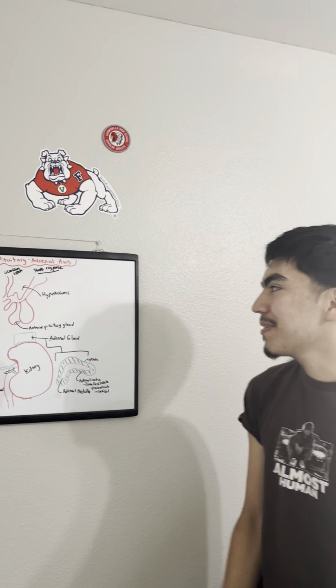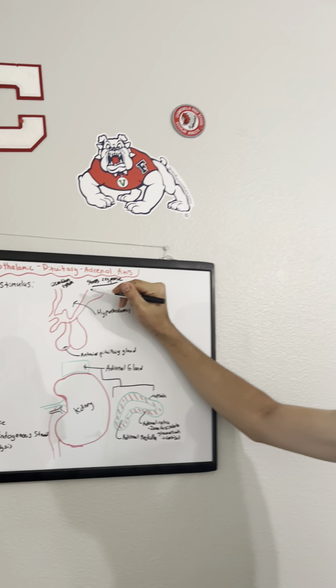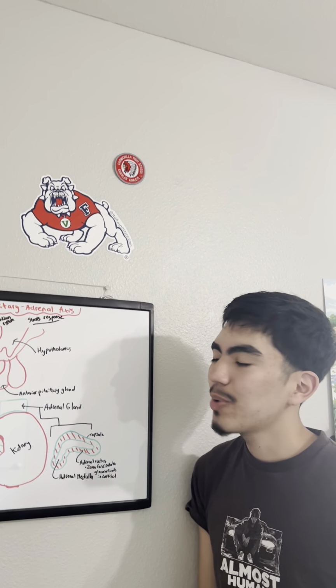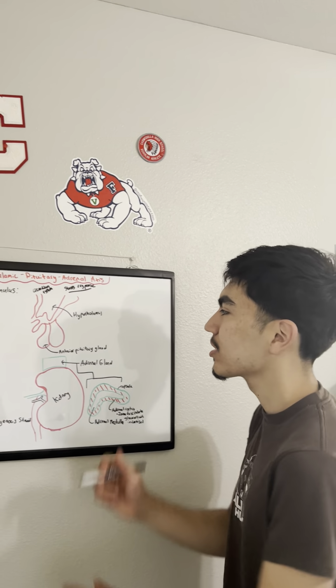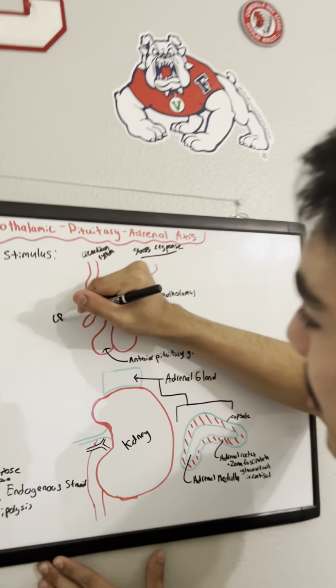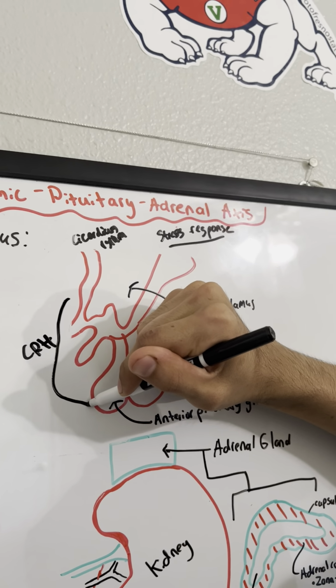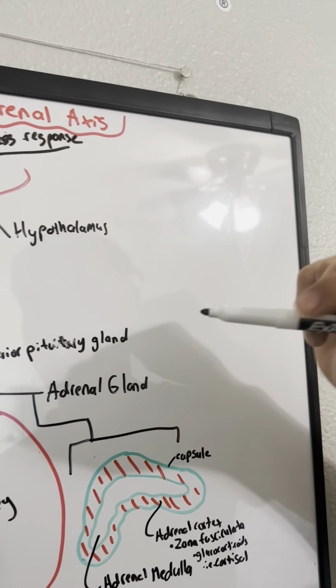So first we have the stimulus, then the signal gets sent to the hypothalamus. Okay, so now we're in the hypothalamus in the brain. What happens next? We have a hormone that's released from the hypothalamus called CRH, in other words, corticotropin releasing hormone. That hormone gets released to the anterior pituitary gland.